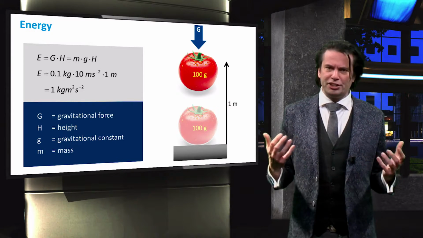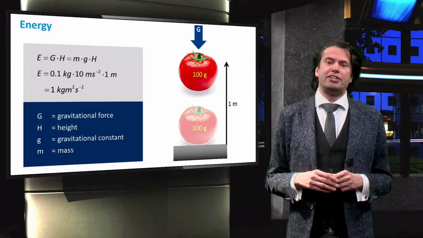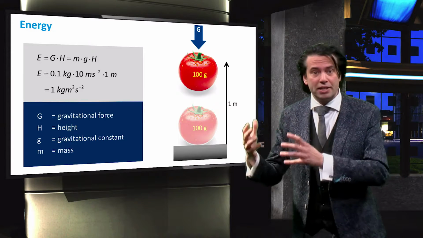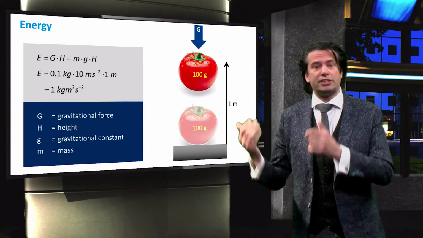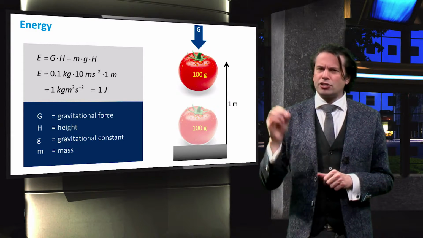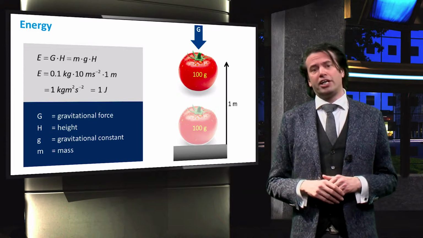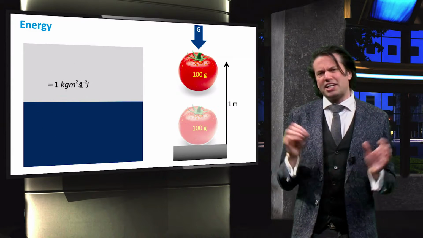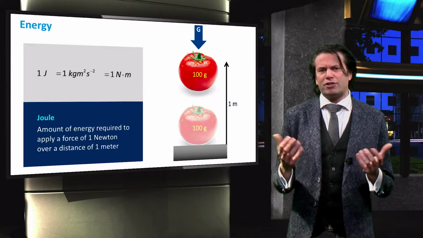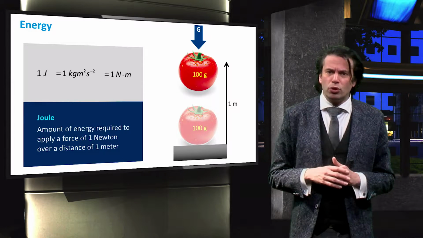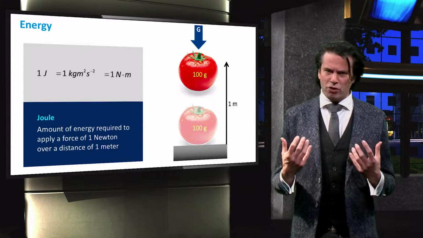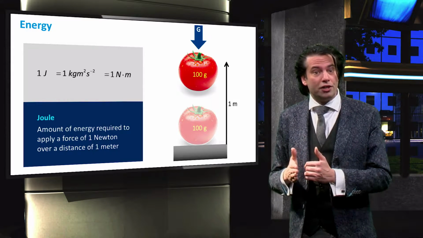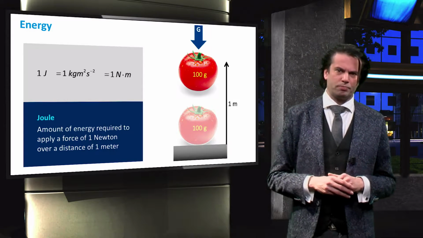The amount of energy required to lift the tomato is therefore equal to 1 kilogram times meter squared per second squared. This is known as a joule, after the English physicist James Prescott Joule. Since energy is equal to a force applied over a certain distance, 1 joule can also be defined as the amount of energy required to apply a force of 1 Newton over a distance of 1 meter.